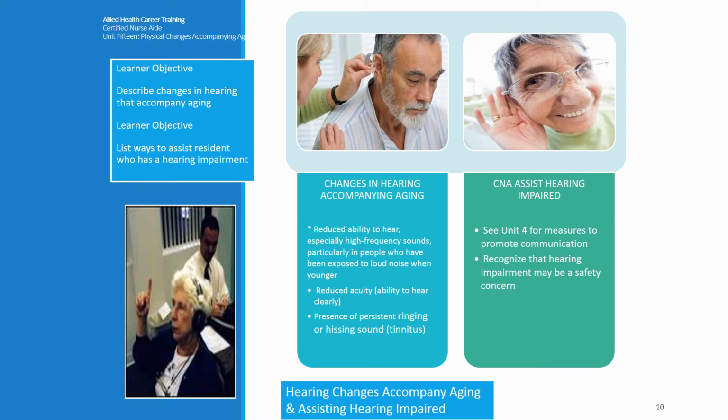So, some different changes that accompany aging with our hearing. You may have a reduced ability to hear, especially high frequency sounds. This is especially true for people who have been exposed to loud noises when they're younger. There is a reason why your mom always told you when you were growing up, don't stand in front of the speaker at a rock concert. That constant assault of loud, high decibel sound and all that vibration going through may start causing damage to your ears that you're not going to find out about until you're older.